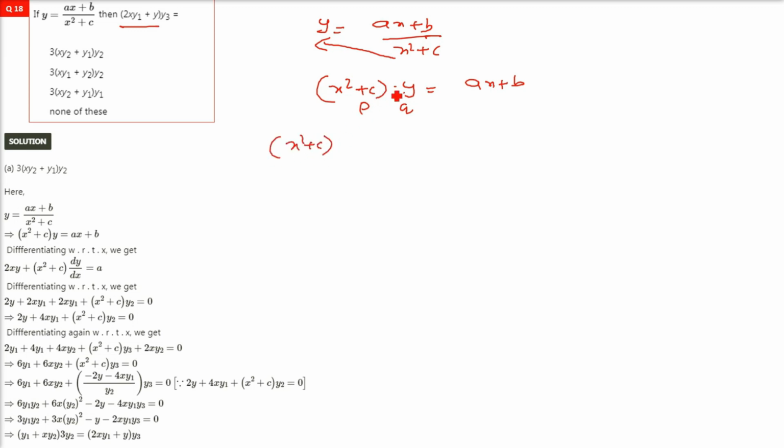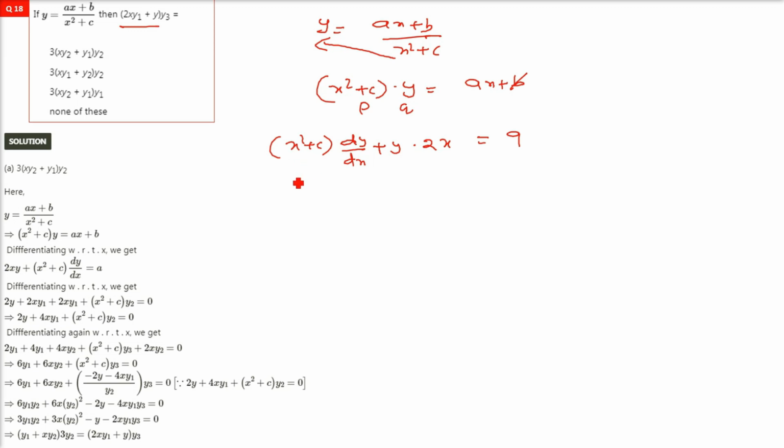So x square plus c we have dy by dx plus y will be there, x square plus c differentiation will be 2x, and this is going to be equal to what? This is going to be equal to ax plus b, and ax plus b differentiation is only a. So this y1 differentiation is dy by dx, so we may reuse the content in the later part. And this x square plus c into dy by dx differentiation, dy by dx you can write it as y1, it will be easier for the later part.